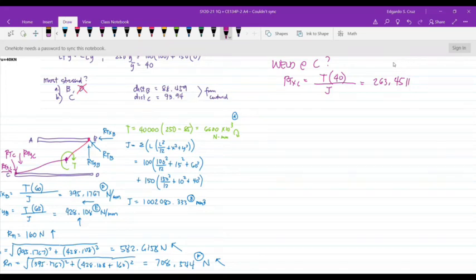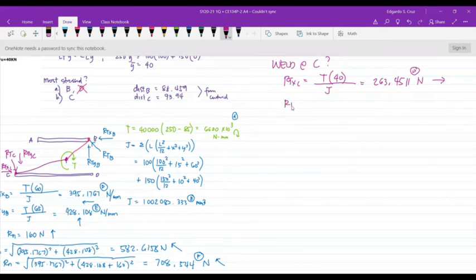Okay, shift store ko sa bagong D. Okay, so that's Newton. And the direction of which is to the right.